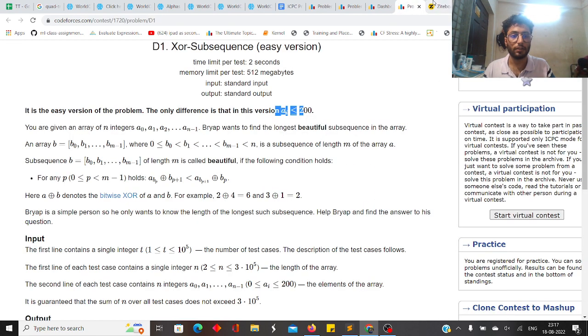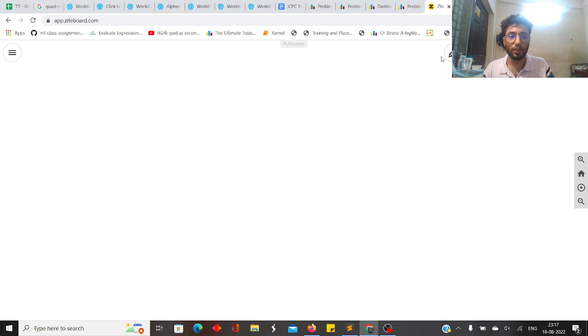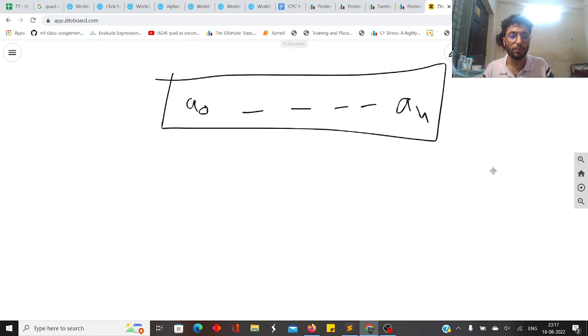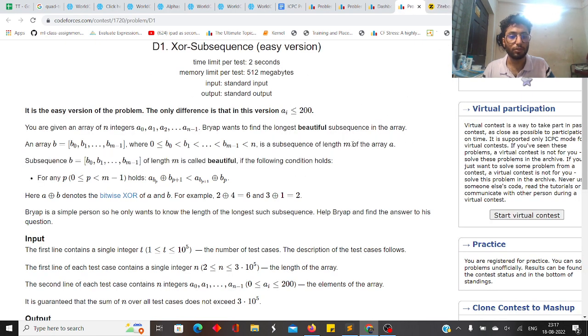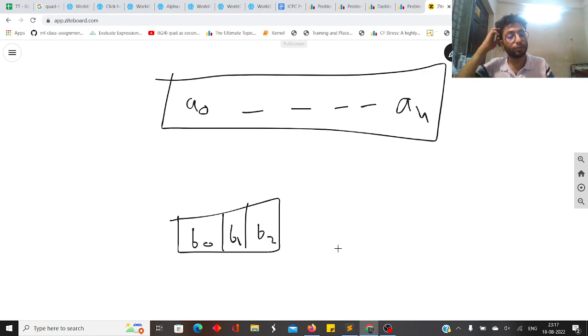So let us see what this statement says. Initially you are given an array of n integers, a0 up till an, and you have to find the maximum possible subsequence of length m. Let me say that my subsequence was of length 3. So in that case, b0, b1 and b2.